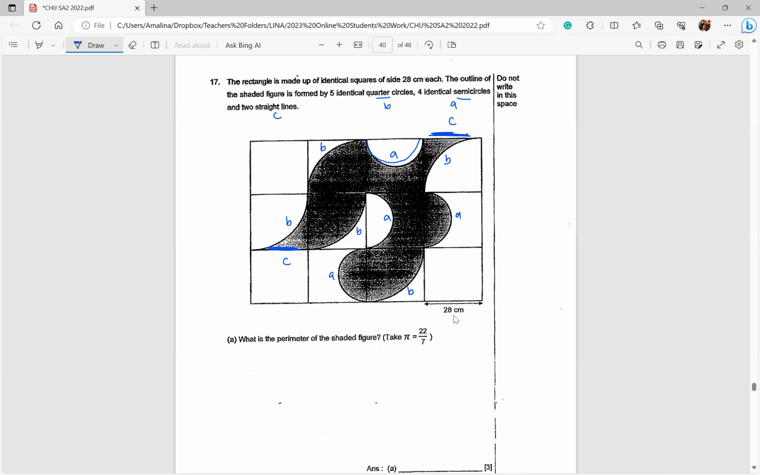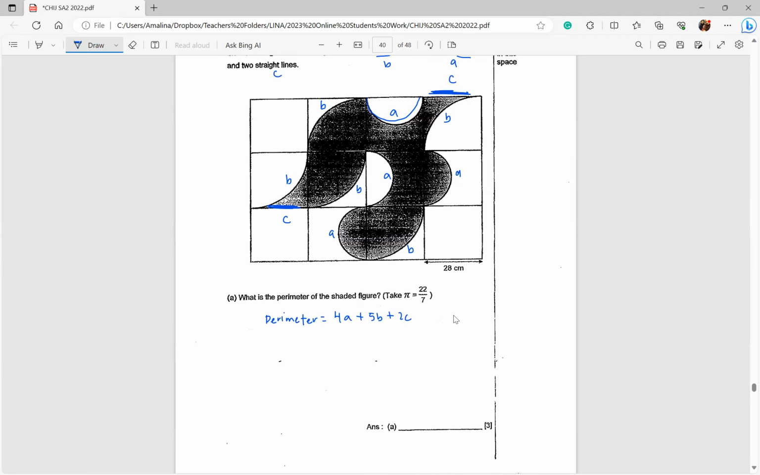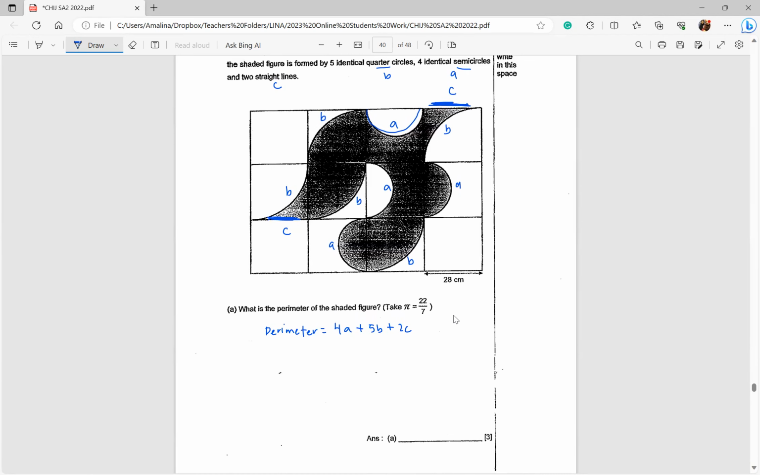So I know that my perimeter is made up of 4A plus my 5B plus my 2C. A is your semicircle, B is the quarter circle, and your straight lines are the C. Okay, so how do you find this perimeter? You need to find them one by one first.